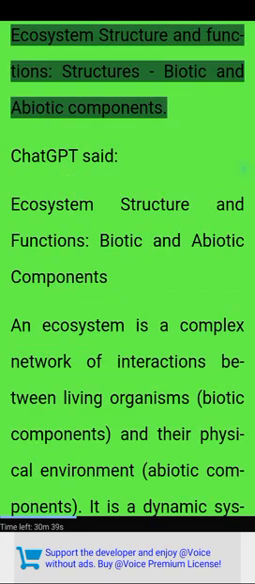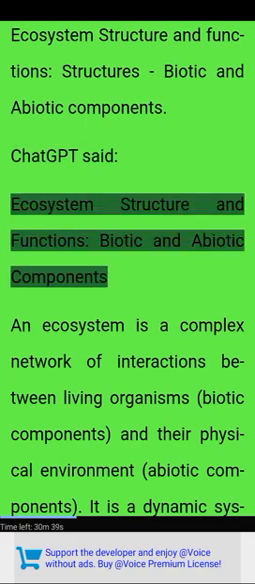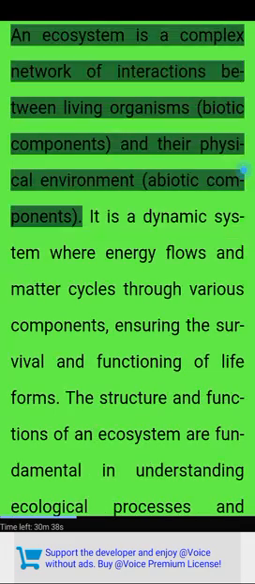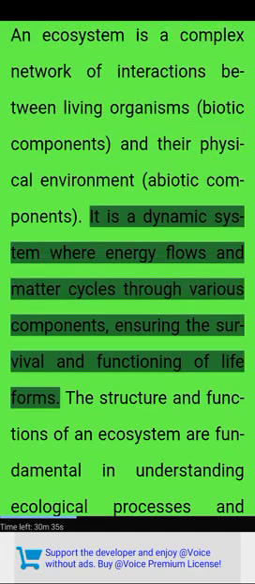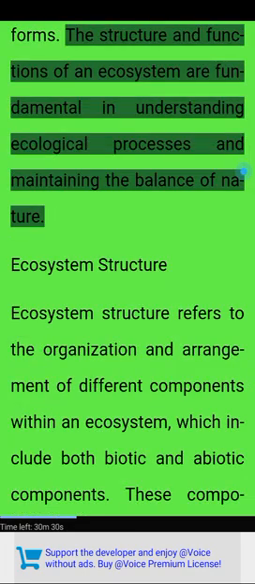Ecosystem structure and functions, biotic and abiotic components. An ecosystem is a complex network of interactions between living organisms, biotic components, and their physical environment, abiotic components. It is a dynamic system where energy flows and matter cycles through various components, ensuring the survival and functioning of life forms. The structure and functions of an ecosystem are fundamental in understanding ecological processes and maintaining the balance of nature.